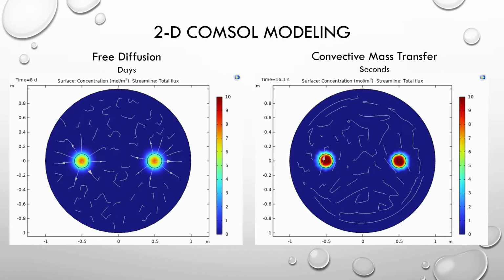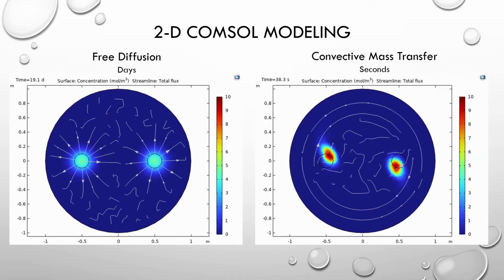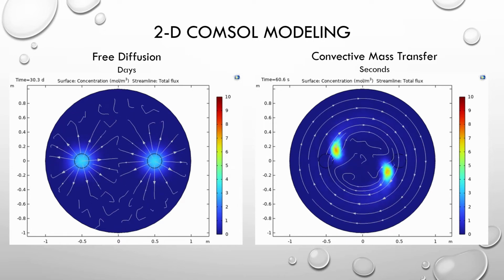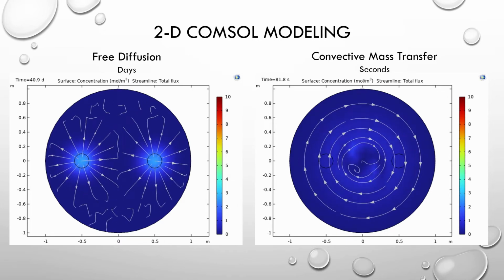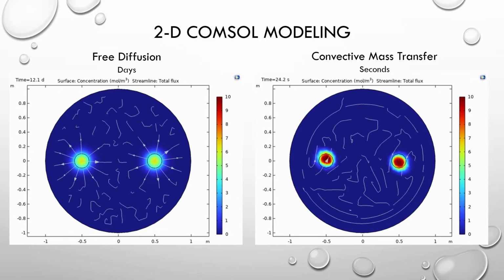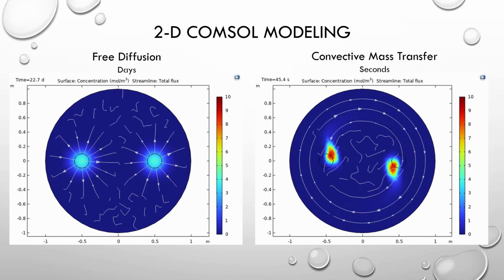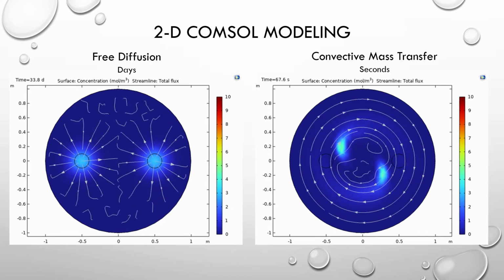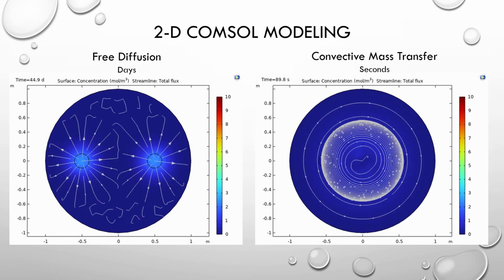These two-dimensional COMSOL simulations show the transient, or non-steady state, comparison of free diffusion and convective mass transfer. As you can see by the relative times, free diffusion is much slower, measuring on the scale of days, while the convective simulation only took a few hundred seconds. The white flow lines show the direction of concentration movement.